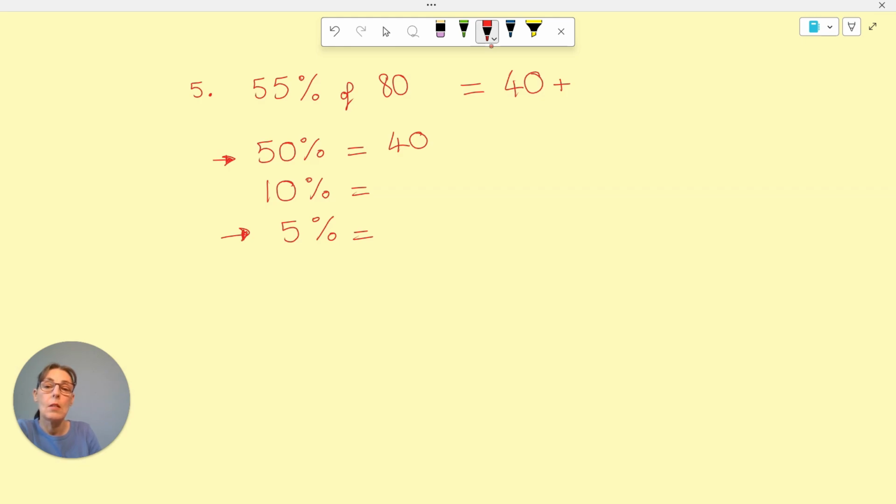I don't need to know the 10. The 10 is just there to help me. 10% of 80, I divide by 10, so that's 8. But to get 10 to be 5, I have to divide by 2. So I've got to divide 8 by 2, and that makes 4. So 40 plus 4 is 44, and that's my answer.